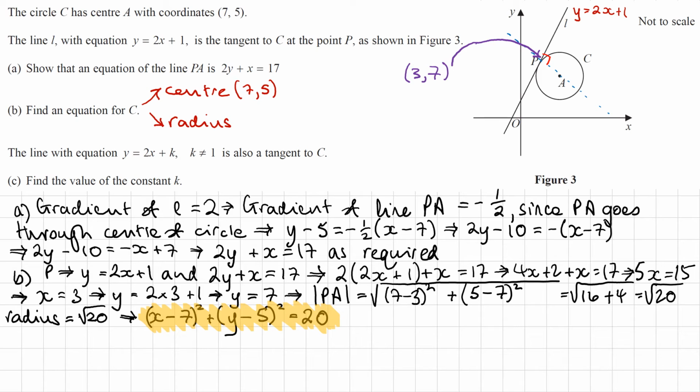The line with equation y is equal to 2x plus k, where k is not equal to 1, is also a tangent to C. Part C, find the value of the constant k. Now, the first thing to note is that this tangent is parallel to the other tangent because they have the same gradient. So if I was to sketch that on my diagram, remember this is only a sketch and a poor sketch at that. So let's get this better. So it's going to look something like this.